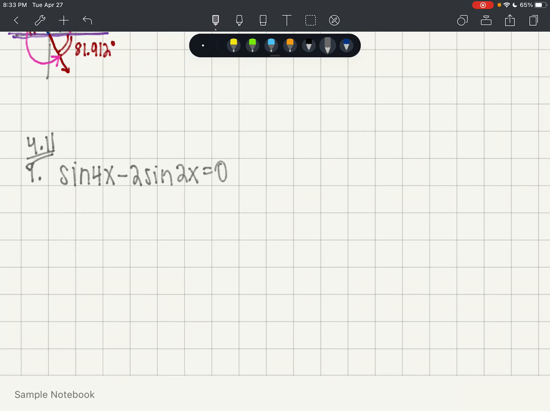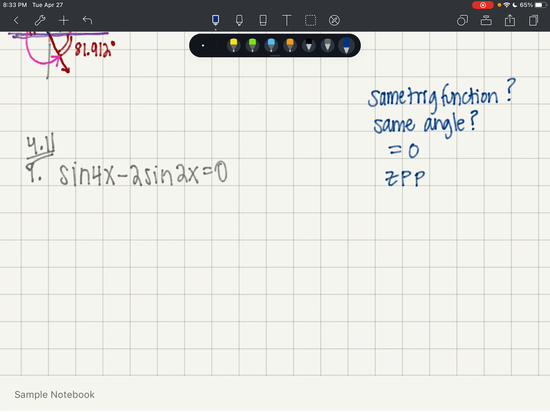Okay, this problem number 9 says sine of 4x minus 2 sine of 2x equals 0. So just like the last problem, we want to get the same trig function, but the same trig function isn't going to be enough. We need the same angle. So we're going to try and get terms that have the same trig function and the same angle so that we can use some factoring techniques. Once we factor, we set it equal to 0 and use the zero product property.